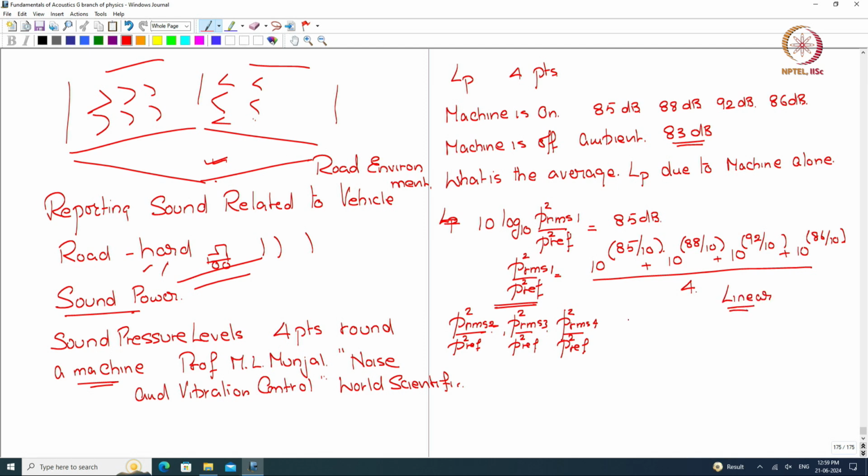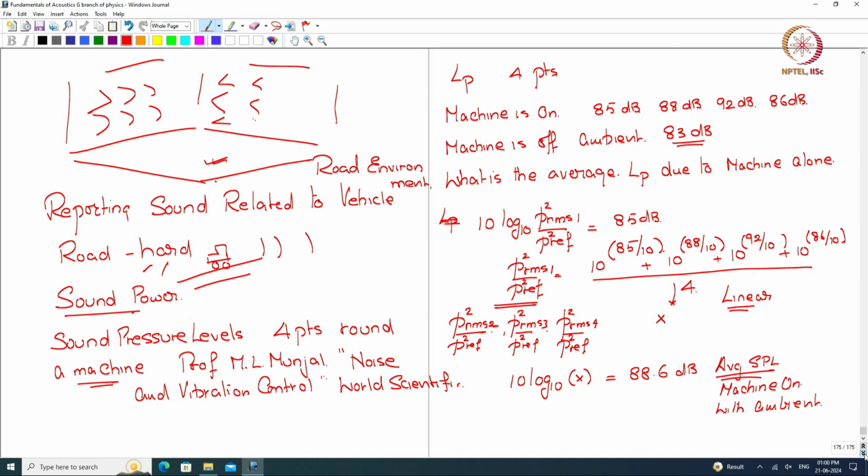Then I take 10 log to the base 10 of this value, let me call it x. That turns out to be 88.6 dB. This is the averaged SPL when the machine is on, with ambient levels.